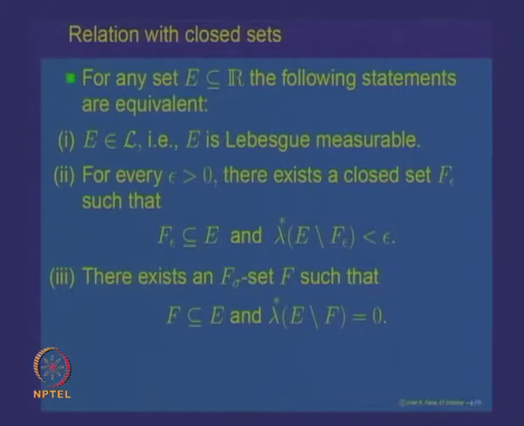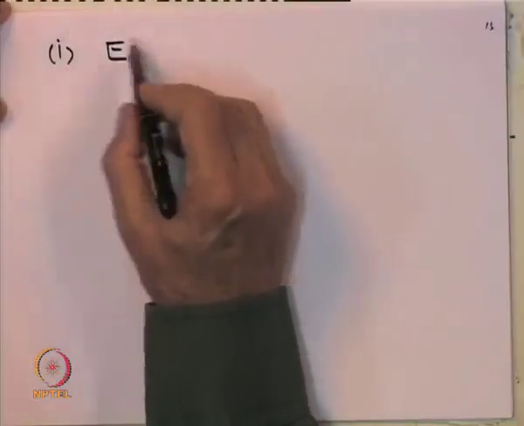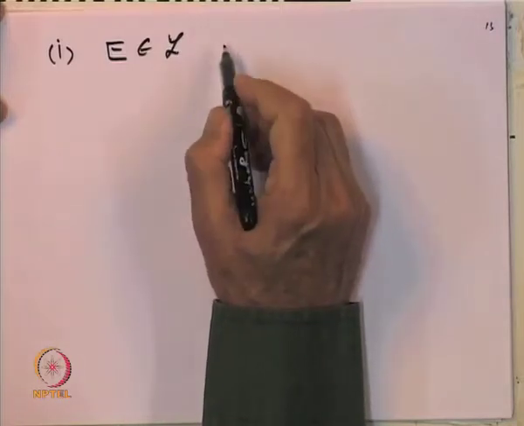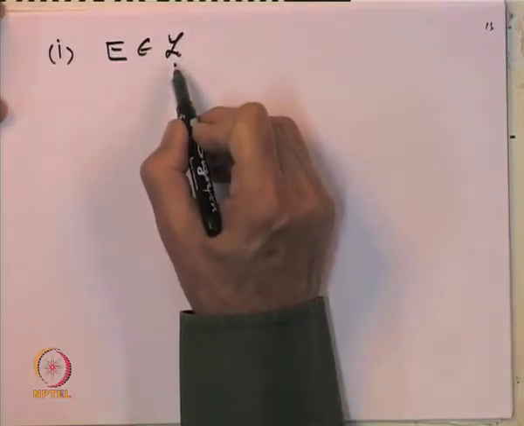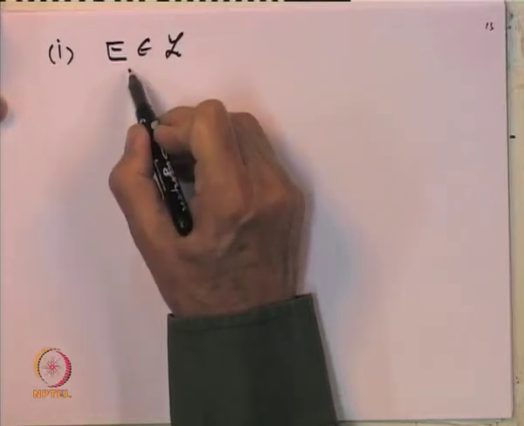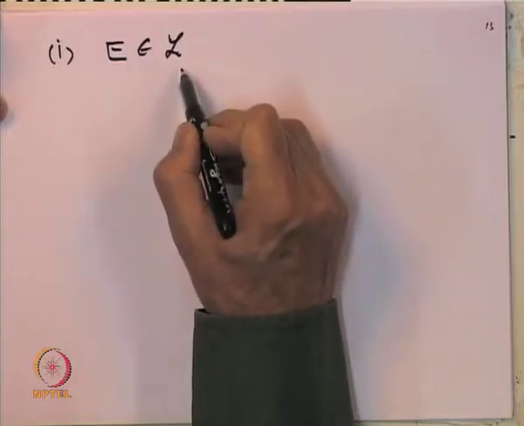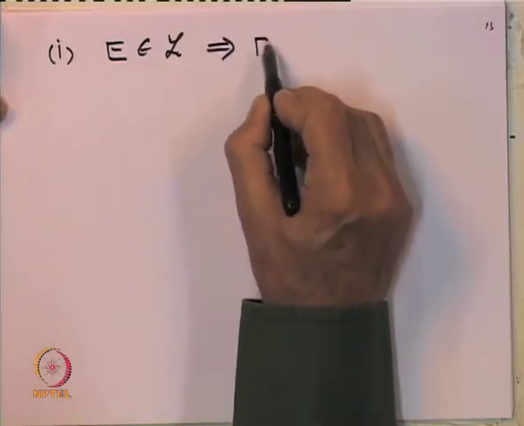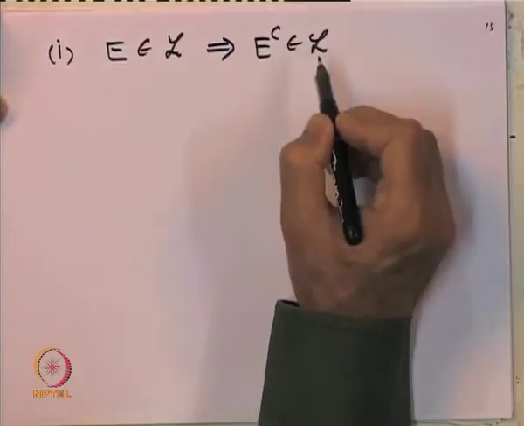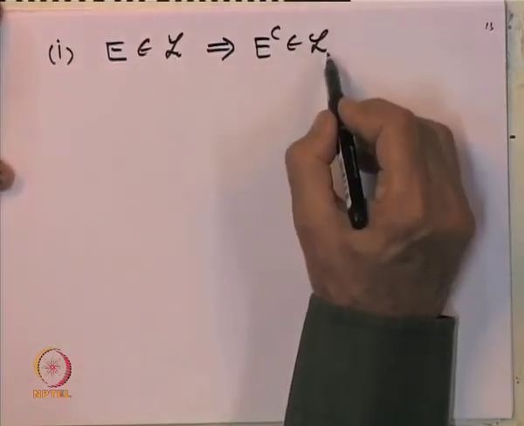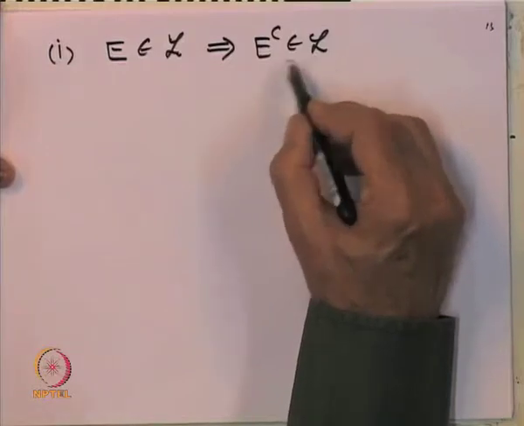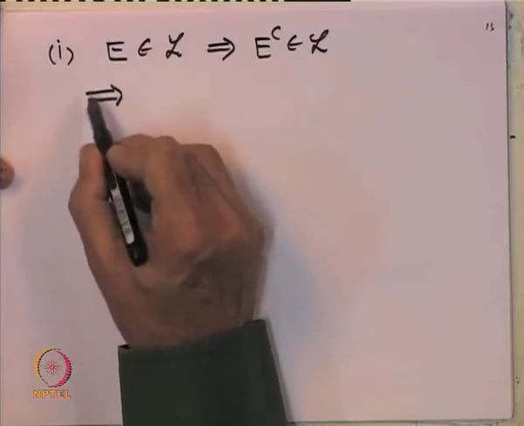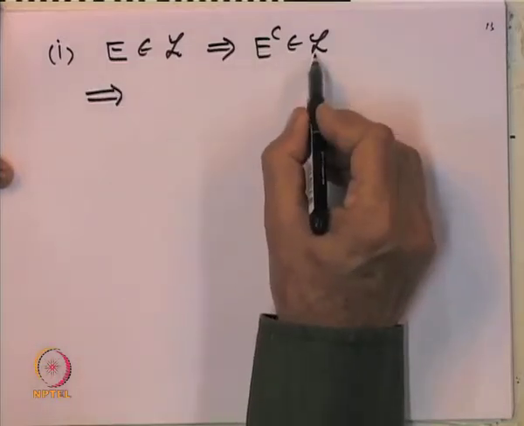So, let us suppose 1 holds, E belongs to the Lebesgue measurable sets. Now, E belongs to the Lebesgue measurable sets implies there is an open set which covers E with the difference of measure small, but we want closed sets. So, let us observe E belongs to L also implies that E complement belongs to L, because the Lebesgue measurable sets form a sigma algebra. So, if E is Lebesgue measurable, the complement is also measurable. So, this implies, by what we just proved, that E complement is Lebesgue measurable.